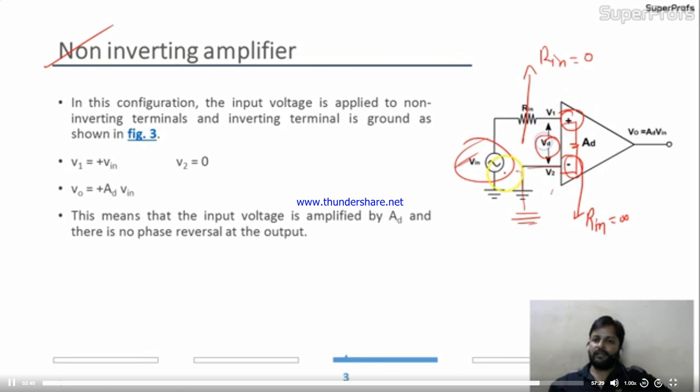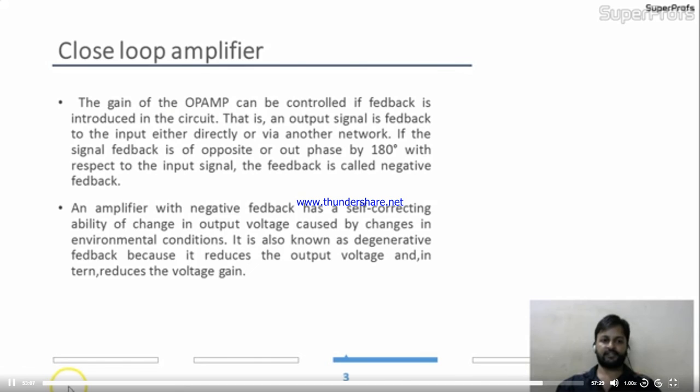Here the difference will be Vin minus 0. Okay. Vin or V1 is the Vin, V2 is 0. So this is the output. So this is the non-inverting output. Okay. So this means that the input voltage is amplified by AD and there is no phase reversal at the output. Let's come to the next.